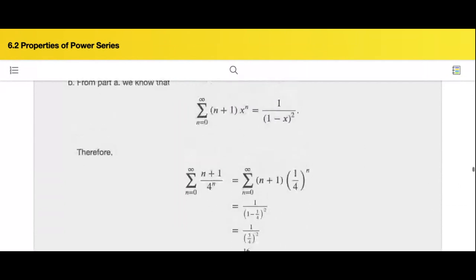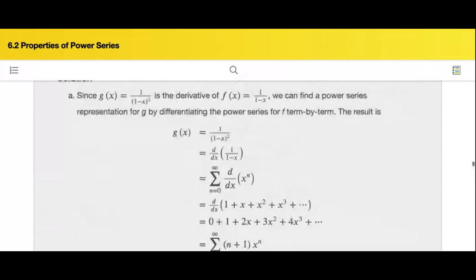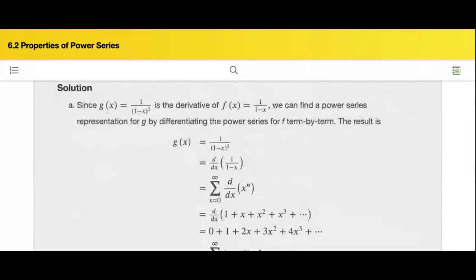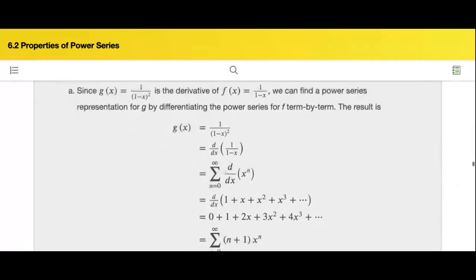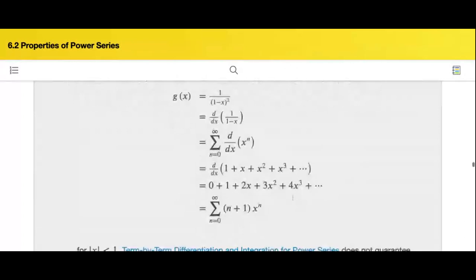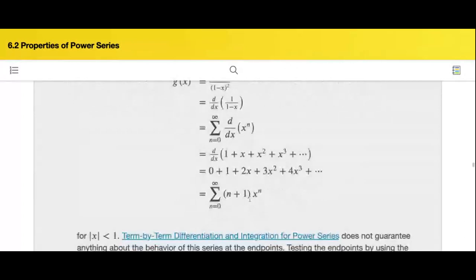So basically, this one, we're using differentiation because we recognize G is a derivative of F. That means we can differentiate the power series because we can differentiate term by term. Then we find a pattern, we write it as an infinite sum of (n plus 1) x raised to n, and we start n with 0.